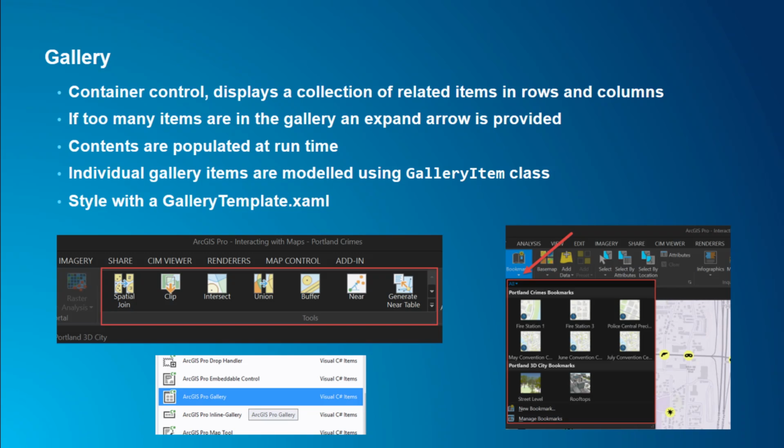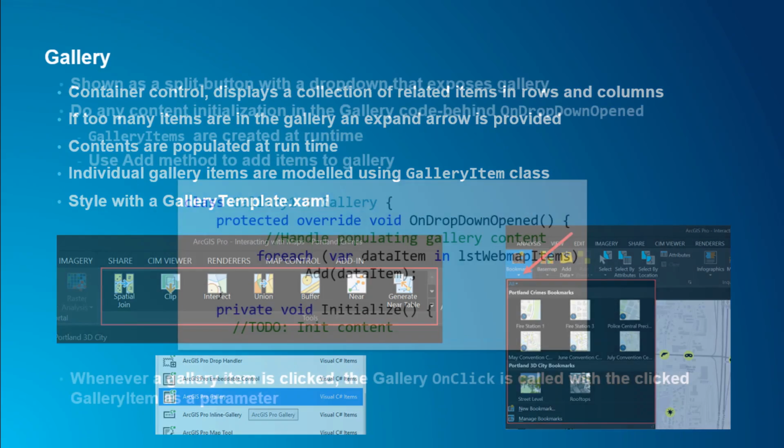And there are two types of galleries. The one on the right shows you the bookmark gallery. You can see the split button defined here on the ribbon. So when you click on that, the contents of the gallery get exposed. Another type of gallery is the one on the left over here. It's the analysis tools gallery. And basically here, all the items are placed directly on the ribbon. So in the SDK templates, we provide item templates for both these types of galleries.